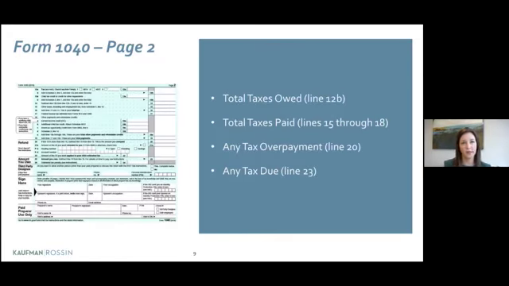Page 2 of the 1040 breaks down the total taxes that are due on line 12B, the total taxes that have been paid, whether those amounts have been withheld from a standard W-2 payroll withholding, or if they've paid those in periodically through estimated tax payments, or if they had an overpayment from the prior year that was applied to the current year. Line 20 will show us any tax overpayment and whether or not that amount is applied to next year or if it's being refunded.